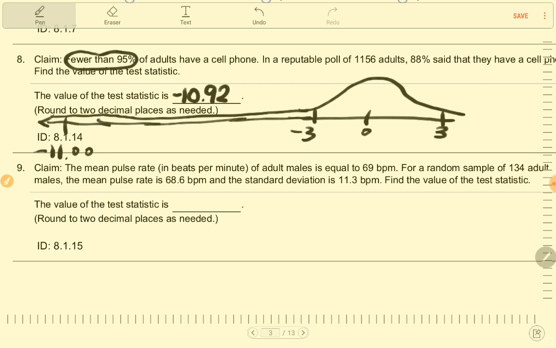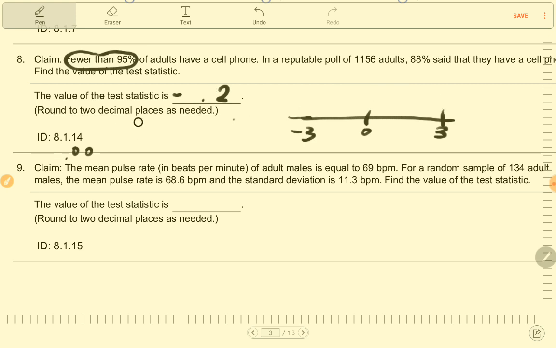And what else is interesting about that is it's going to beat any significance level. It's definitely going to turn out that we will reject the null hypothesis, and since the claim is in the alternative, we would support the alternative hypothesis and support the claim.